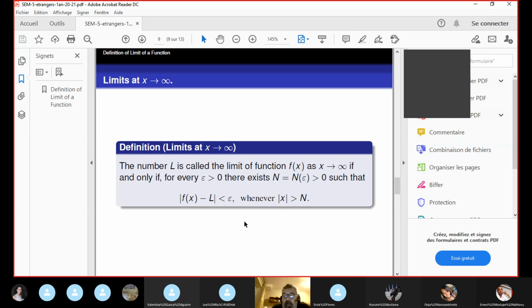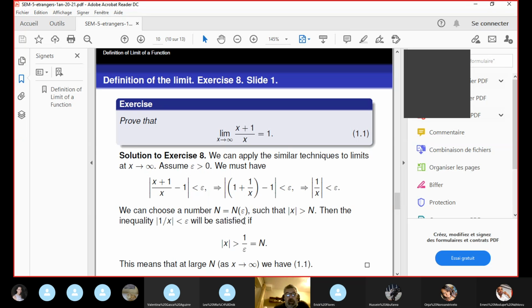We have to prove it, but you can imagine, if you close your eyes and imagine the graph of this function, you will see that it's true. Agree? Yes, I agree. Very good. So now we turn to another exercise.